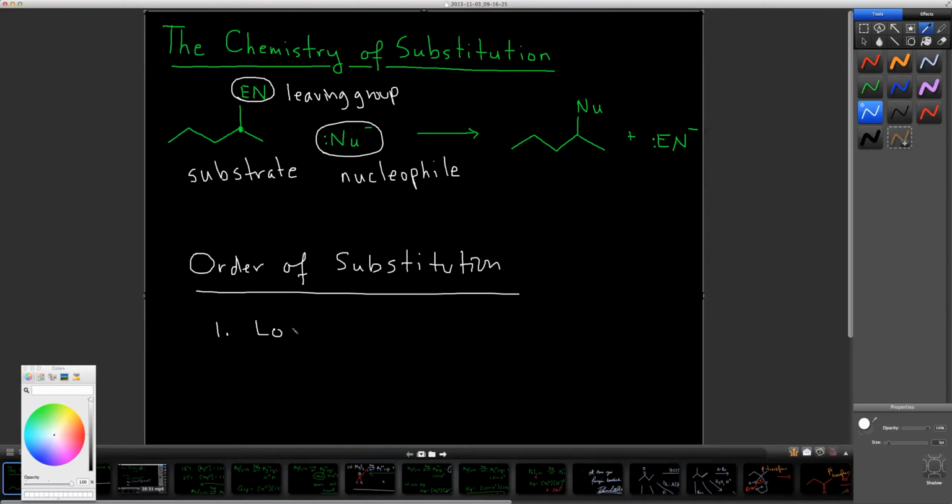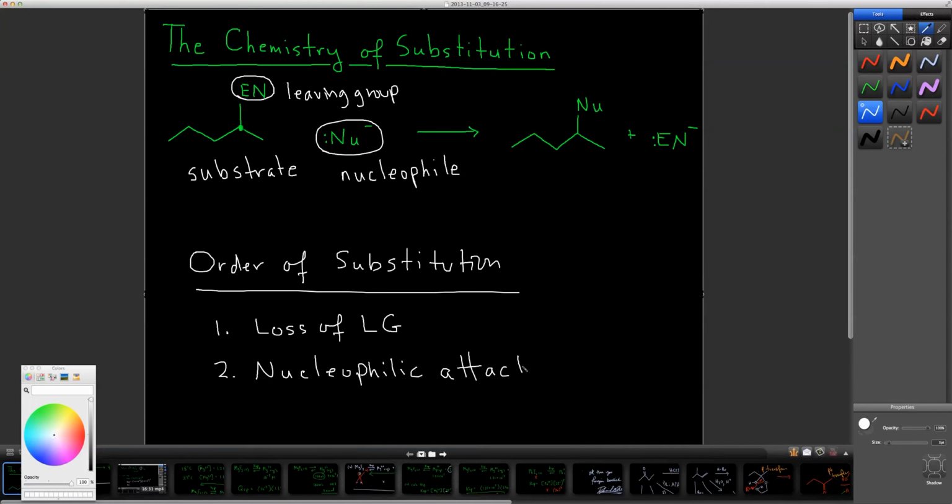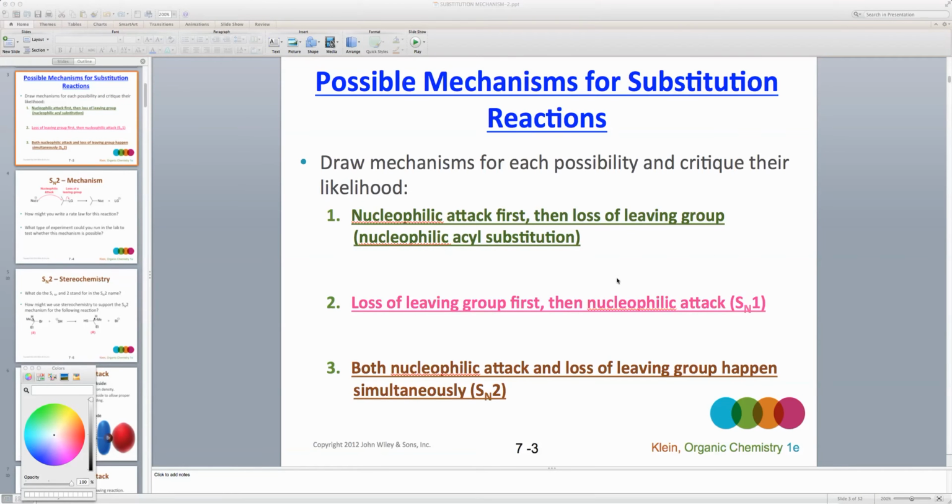One is going to be loss of a leaving group. And the second is going to be nucleophilic attack. These mechanisms will be differentiated by the order of these 2 processes. And so we really have 3 choices. Choice number 1 is that we have nucleophilic attack first, and then in a second step, which is separate, we have loss of a leaving group.